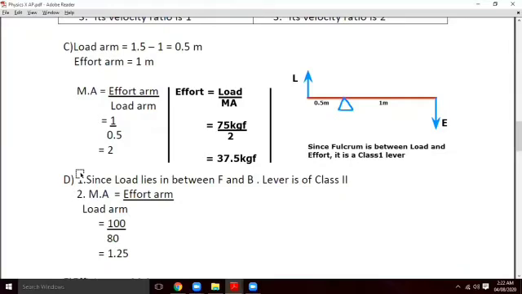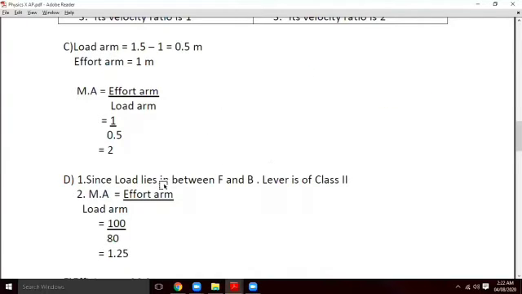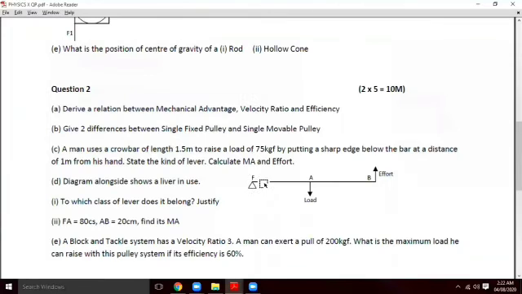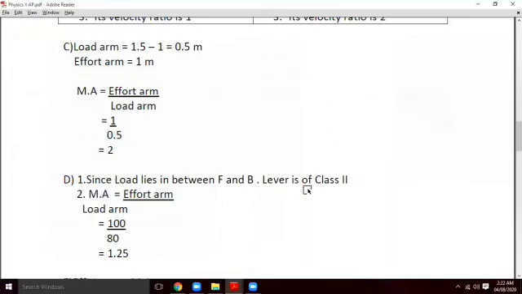Coming to the fourth question, question number D of the main question second. The first question is, since the load lies between the fulcrum and the point B. So if you see over here, the load is between the fulcrum and the point B. Therefore, this has to be a class 2 lever.